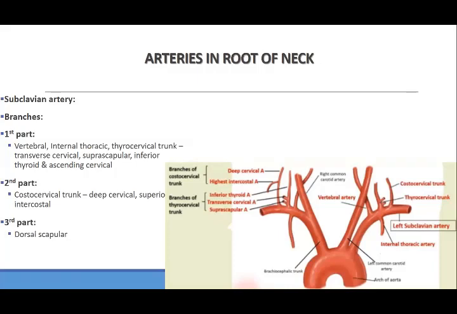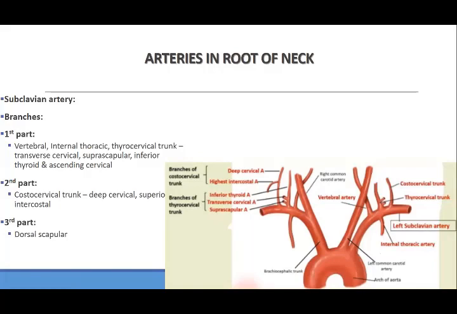Okay, now let's come to the second part. ये second part की branch है, इसको costocervical trunk कहते हैं. First part से thyrocervical trunk था, second part से costocervical trunk है. ये this gives 2 branches, highest intercostal या supreme intercostal ये, and then you have deep cervical artery. Deep cervical up पढ़ चुके हैं upper limb में. Okay, ये supply करती है in that particular area. Third part यहाँ पे they have shown the third part over here, but they have not shown its branch arising from the third part, and that is dorsal scapular.